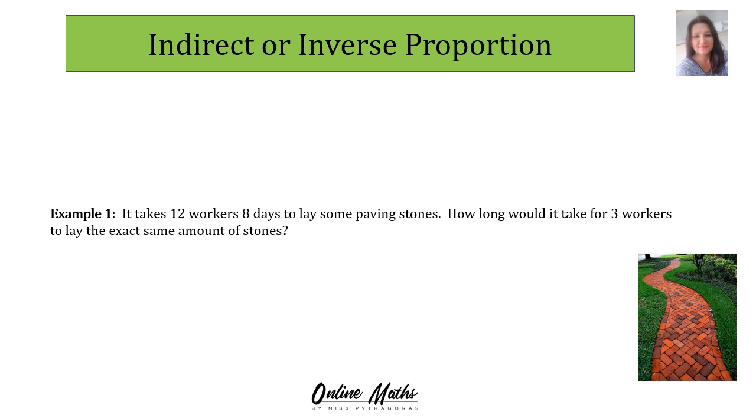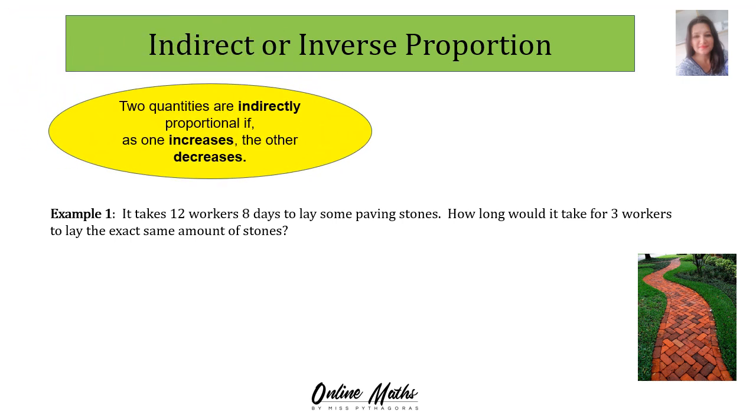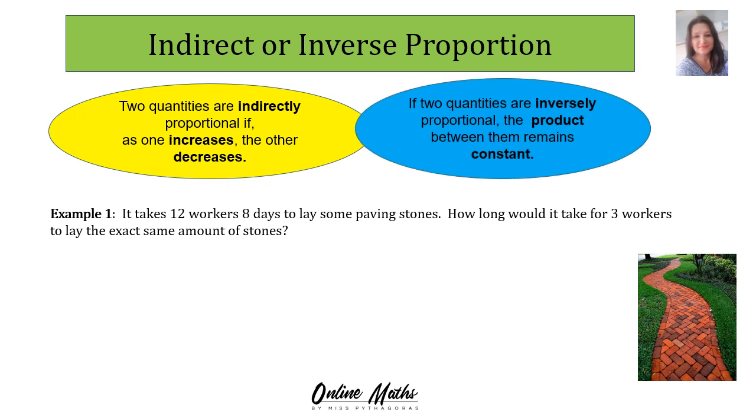Indirect or inverse proportion. Two quantities are indirectly proportional if, as one increases, the other decreases. If two quantities are inversely proportional, the product between them remains constant. Example 1. It takes 12 workers 8 days to lay some paving stones. How long would it take 3 workers to lay the exact same amount of stones?